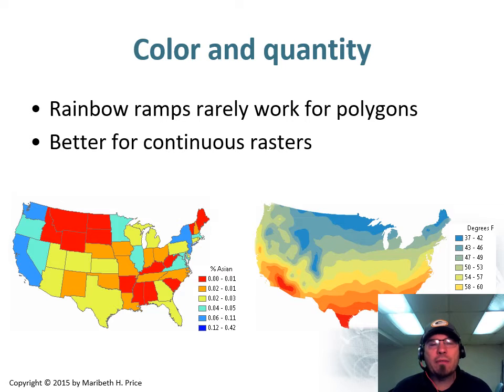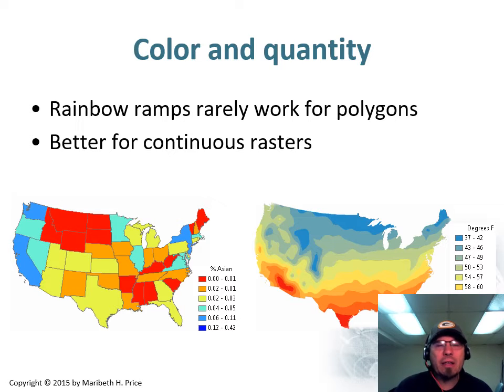The one on the left is a little bit weird in the sense that you have what we call a divergent scheme, where you have red at the top and blue at the bottom. But then look what it's mapping. It's mapping percent Asian. Now, red is typically associated with danger. So are those dangerous Asians?